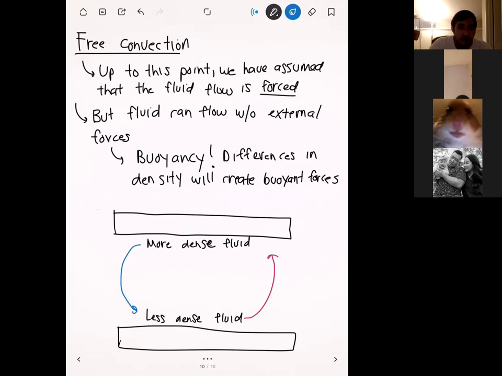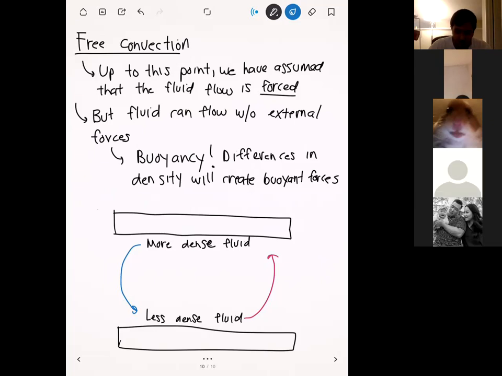Definitely a good point. Could you say the atmosphere is pushing the air up then? Yeah, you can. It's actually gravity. Technically with buoyant forces, you have an external force that comes from gravity, but we don't create gravity, so we say that's more of a free flow in that sense.